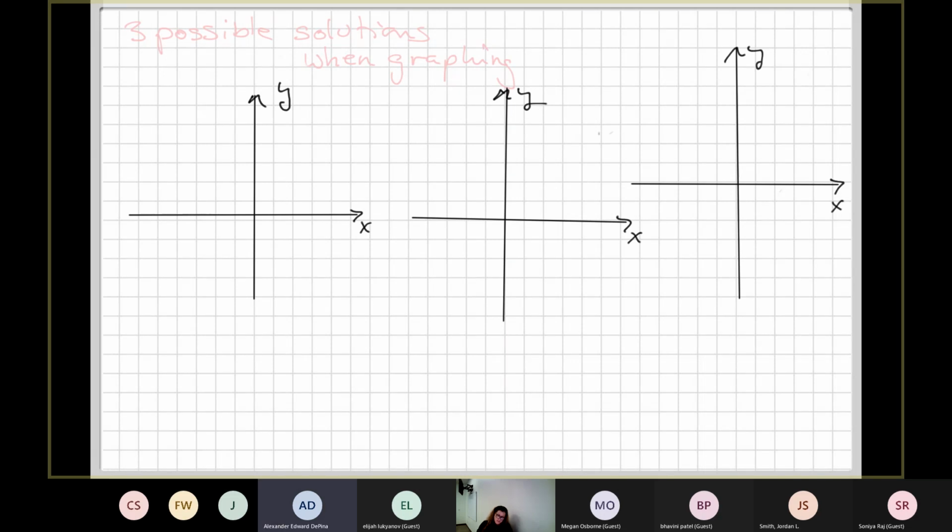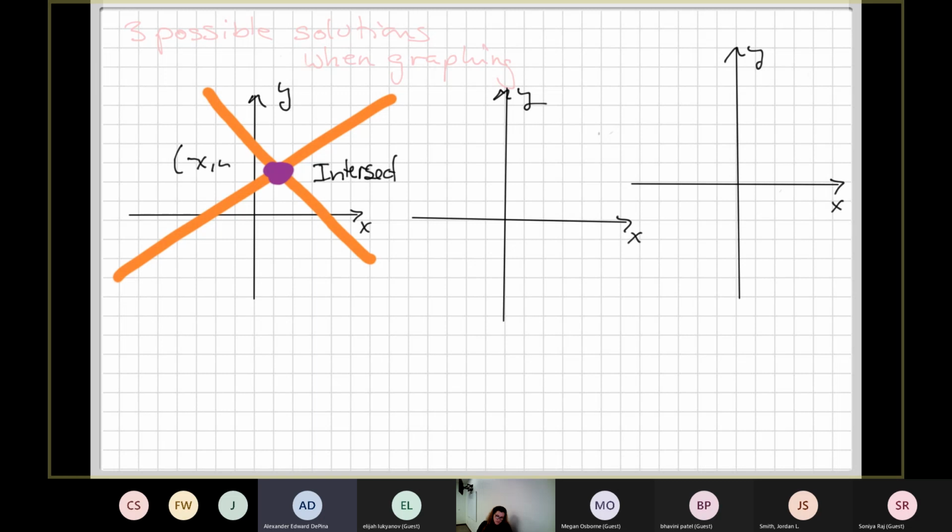Okay, so let's say you have your two equations and you graph them. The first possible case could look like so. Here's your first line, you graph it just like we learned before, and then you graph the second line, and you clearly can see that those two lines are intersecting at one point like here, and that would be your solution. So here the lines intersect, and whatever the ordered pair is, that is your solution.